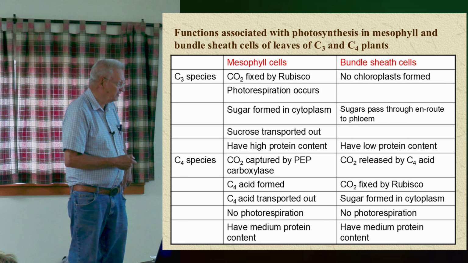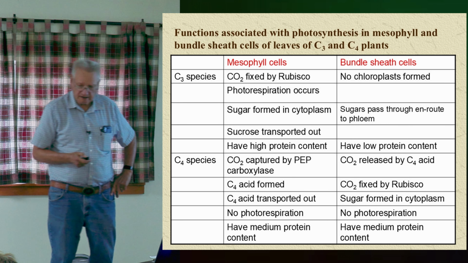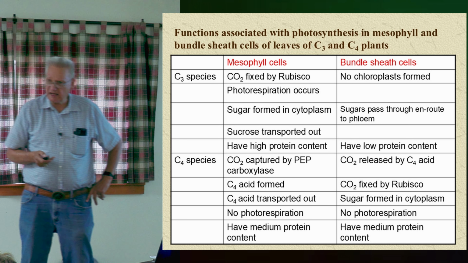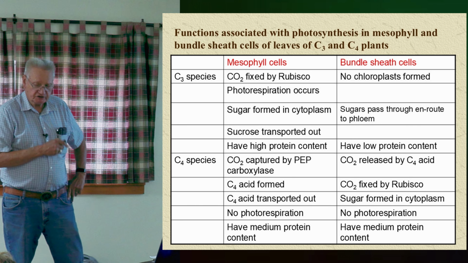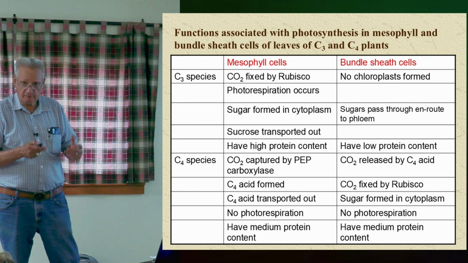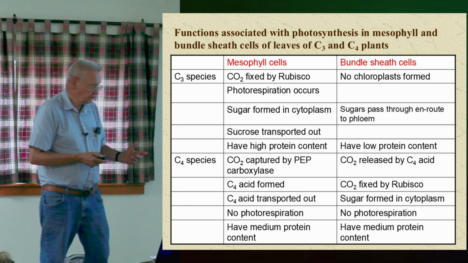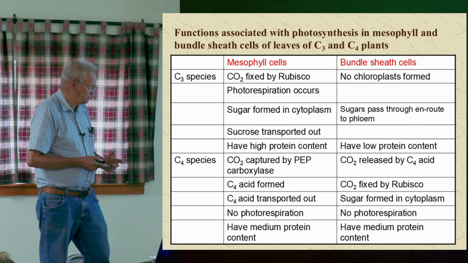The other important thing, there's lots of information here. The other thing I'll point out, because it has a lot to do with how efficiently these plants fix carbon, is that C3 plants basically have photorespiration, which is going to be a loss of carbon from the plant. The C4 plants don't have that. Thus, they're usually going to be considerably more efficient.